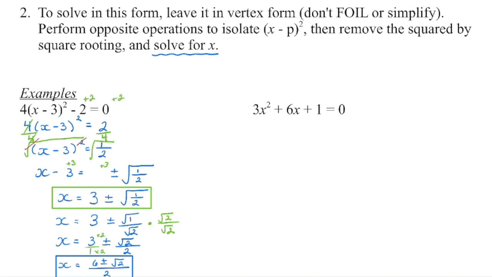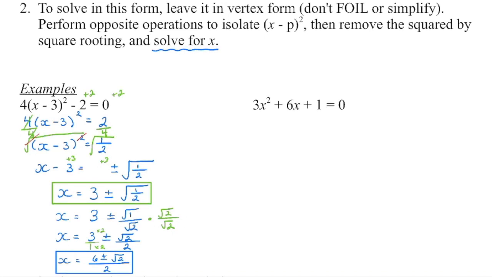Those are going to be the exact values for those x-intercepts. Try a second one. So I have a quadratic equation in standard form. Let's see first of all if we can factor this. So 3 times 1 is 3. Are there two numbers that multiply to 3 and add to 6? No, this one isn't factorable.